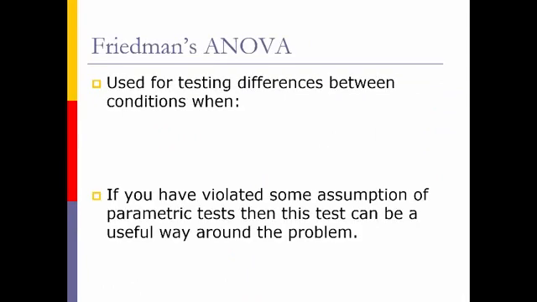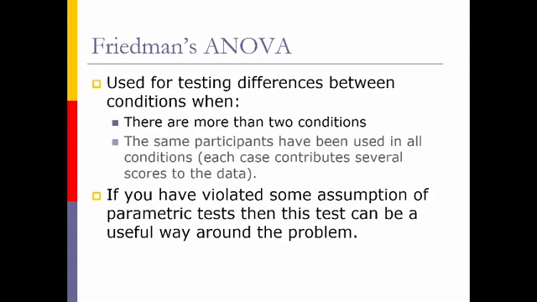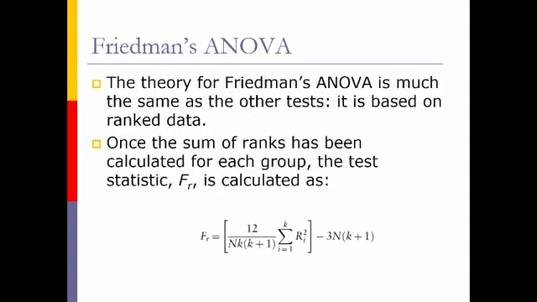All right, let's move on to Friedman's ANOVA. When would you use this? Well, you're going to have more than 2 conditions, and we're going to have the same participants being used in all of those conditions. So similar to a paired t-test, except here we're having more than 2 conditions. So if you violated the assumption of skewness or any other of the parametric tests, Friedman's ANOVA can be used to be able to keep the power that you need for this test. The theory, essentially, as we've talked about with all the other non-parametric tests, is associated with ranked data.